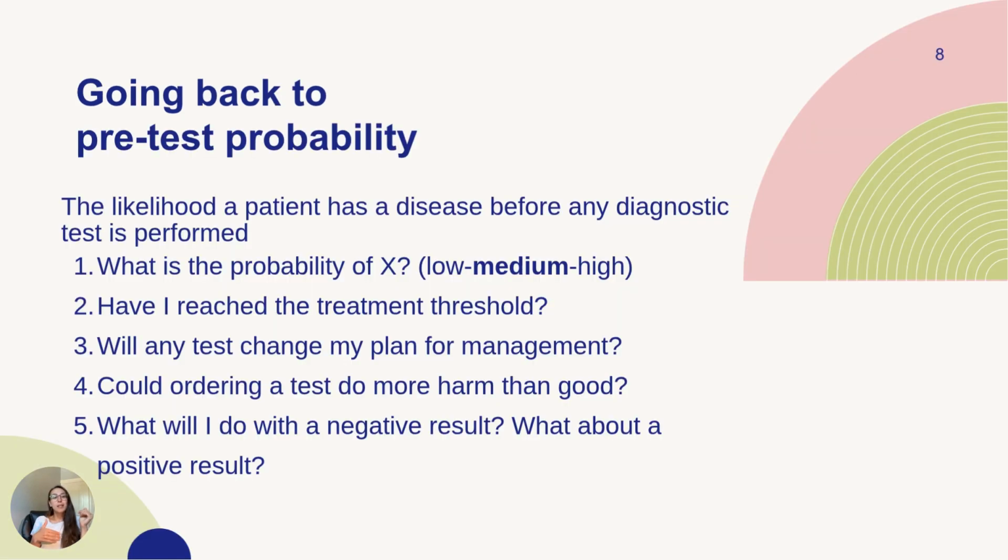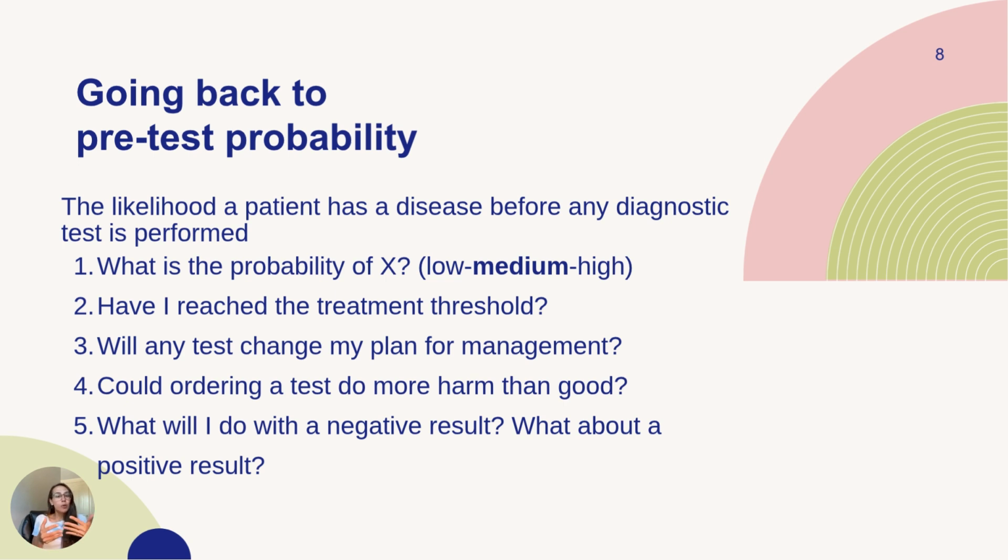Before getting into sensitivity and specificity, I do want to recap pretest probability. So again, that is the likelihood a patient has a disease before any diagnostic test is performed. So any test that we add to this case is going to help move the needle on our pretest probability. It's either going to lower our pretest probability and help rule that disease out, or it's going to increase our pretest probability to help rule that disease in.